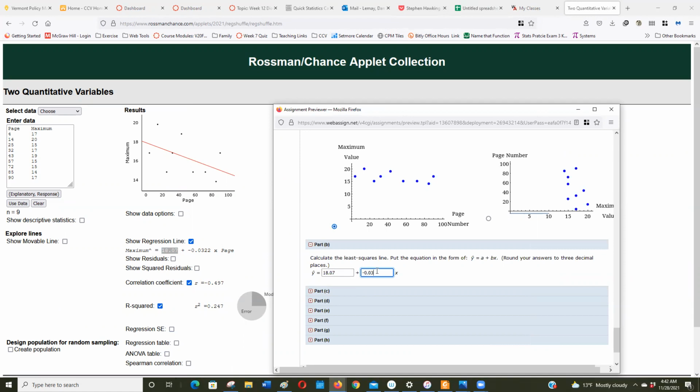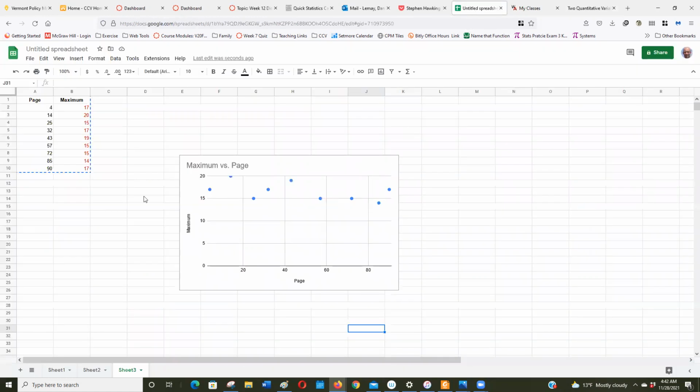0.0322. I mean, while I'm doing this, just because I want to get everything marked right, in your spreadsheet I can do equals, and then intercept, just type in the word intercept, see how that pops up. And then you've got to make sure you do the Y values, comma, X values. And that gives me a couple more decimal places. So, 18.066.